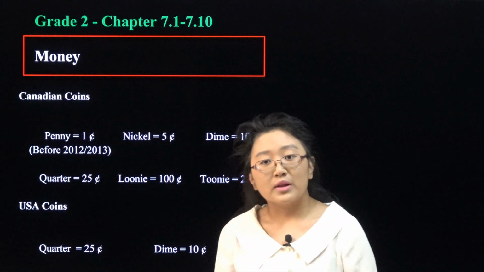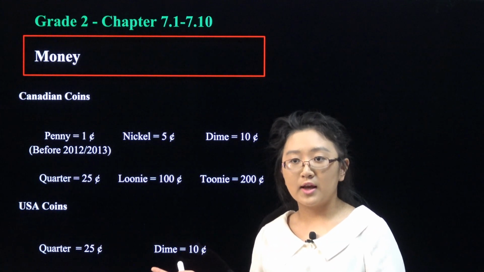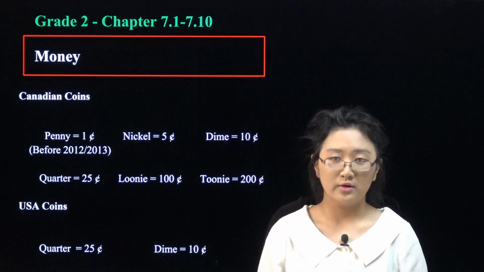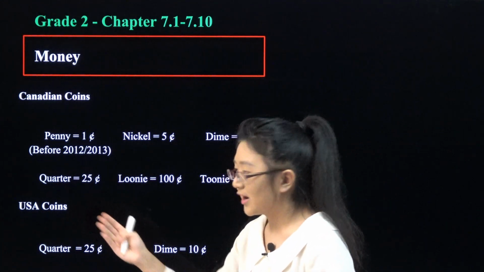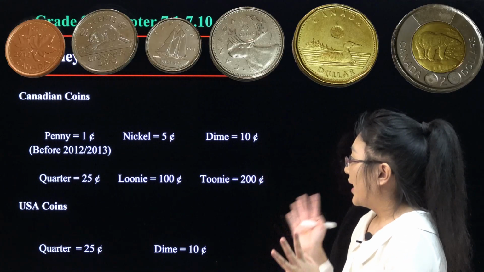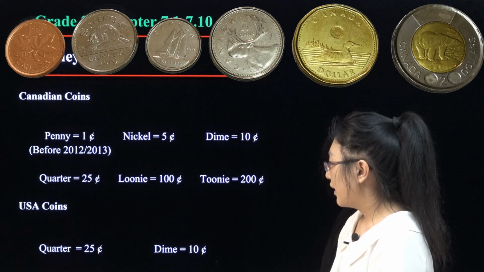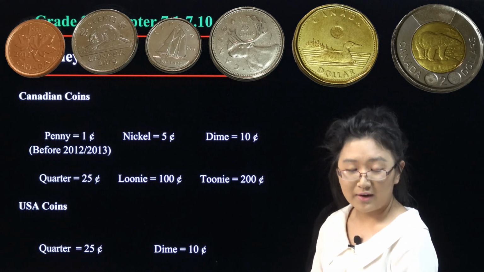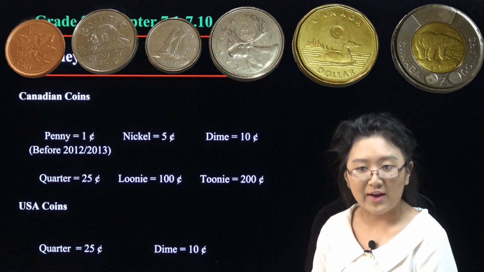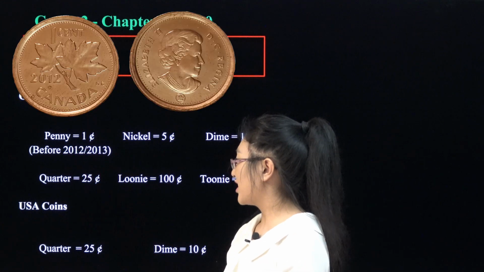Now, in this lesson, we will be talking about and using mainly Canadian coins, and we're going to be talking about American coins, or coins from the United States of America, too. Now, in Canada, we have a lot more types of coins, but the United States has a coin that Canada doesn't have anymore. You see, a penny is equal to 1 cent.